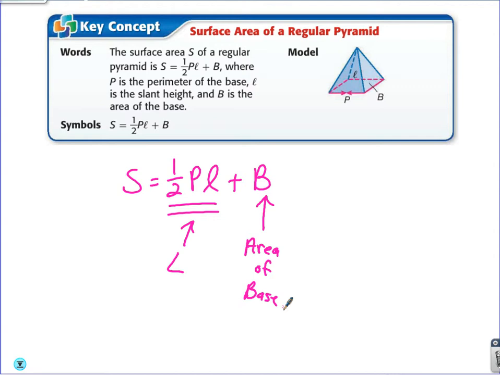Now, the reason I put big B instead of a formula there, this is of a regular pyramid. The bottom of a pyramid could be a square. The bottom of a pyramid could be an equilateral triangle. The bottom of a pyramid could be a hexagon or an octagon. So that's the reason I just put big B, because it kind of encompasses all those different formulas.